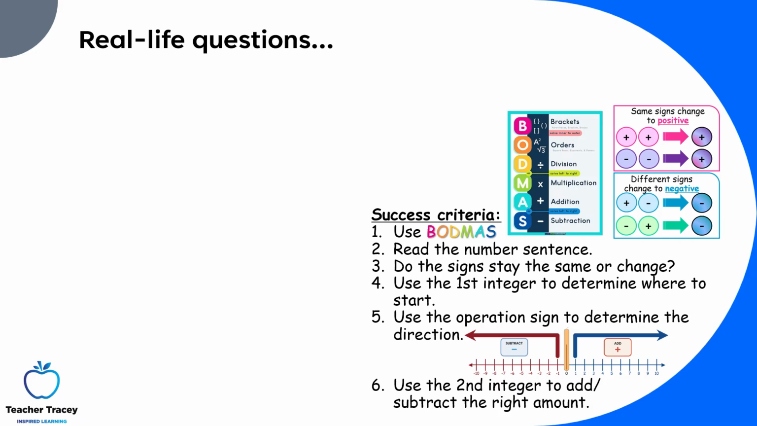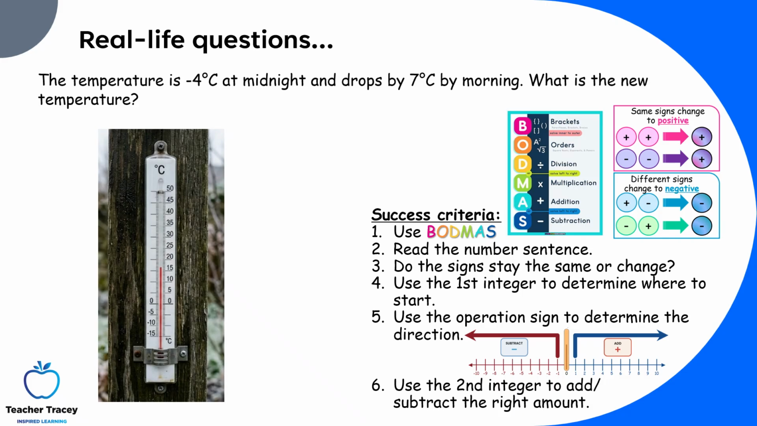Let's apply what we've been learning to some real-life questions. Here we have a thermometer, and the question is, the temperature is -4 degrees Celsius at midnight and drops by 7 degrees Celsius by morning. What is the new temperature? Now don't be fooled, you can use your number line like this, where it's going to positive up and negative down. Same principles apply.